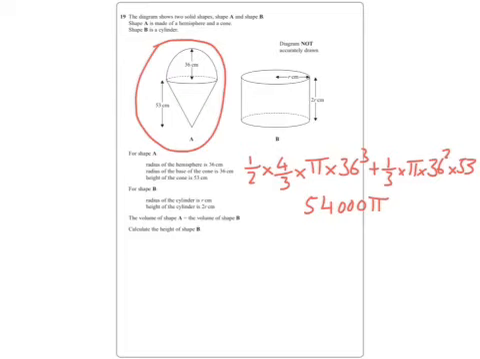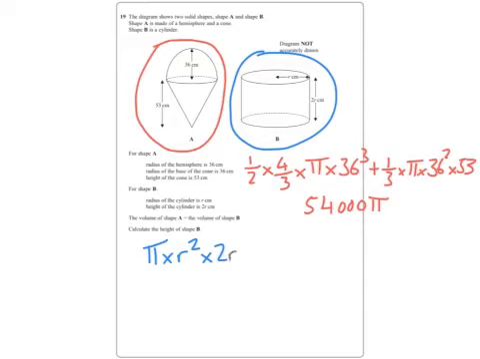Okay, now we're told that the volume of this cylinder here is, now we should know how to do the volume of a cylinder. It is pi times the radius squared times the height, and we're told that that equals 54,000 pi. Okay, so we can simplify this to 2 pi r cubed equals 54,000 pi.